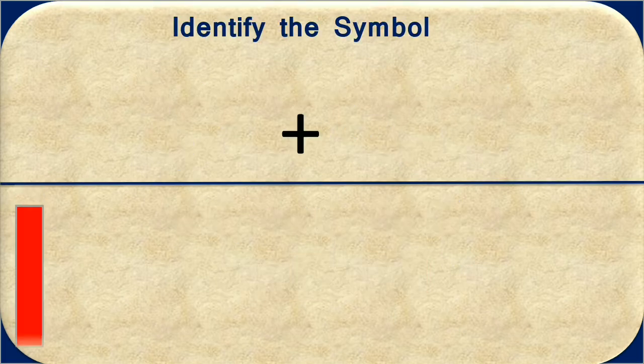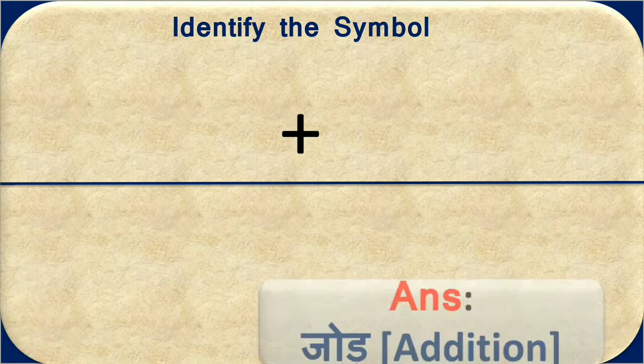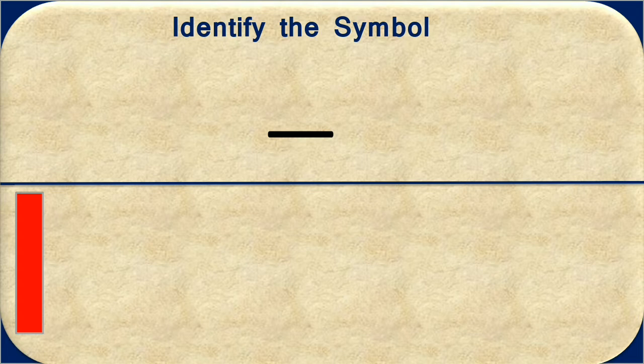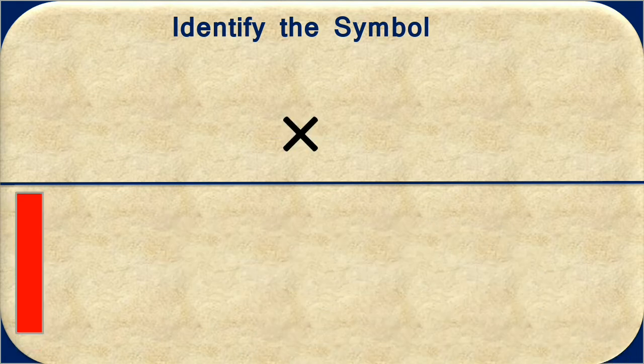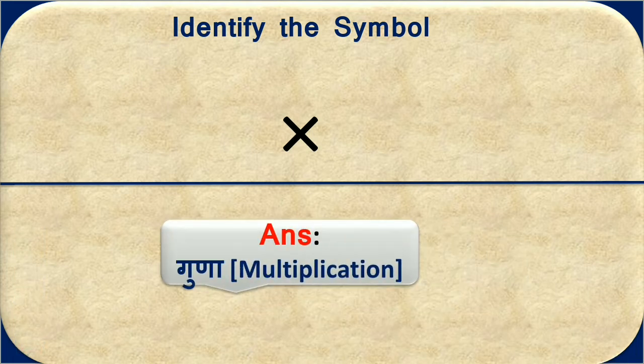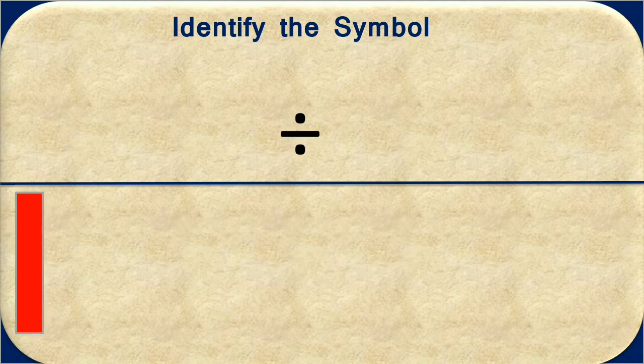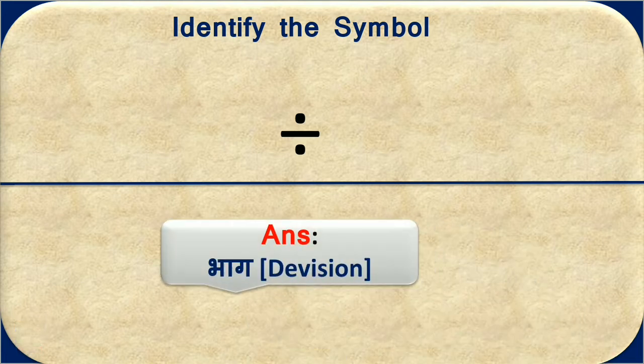Identify this symbol. This symbol is of addition, jod. Identify this symbol. This symbol is of subtraction, ghatao. Identify this symbol. This symbol is of multiplication, guna. Identify this symbol. This symbol is of division, bhag.